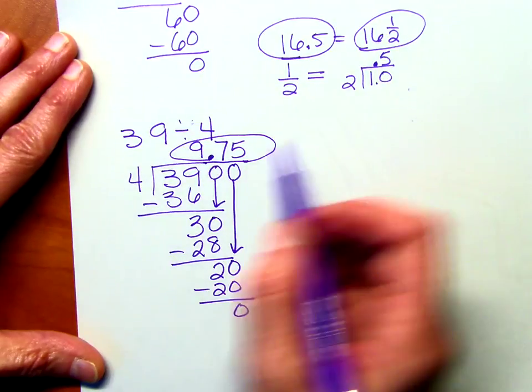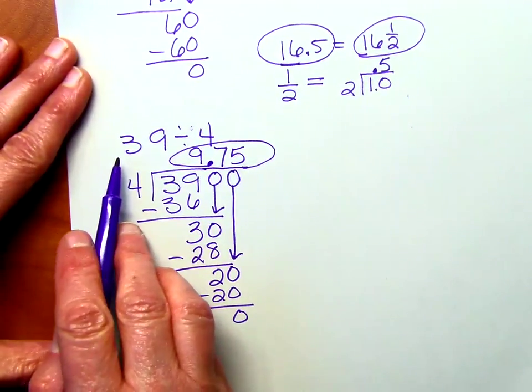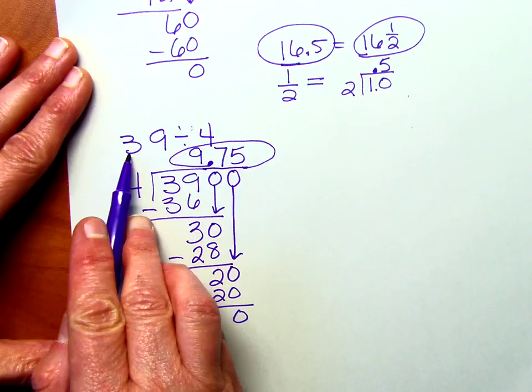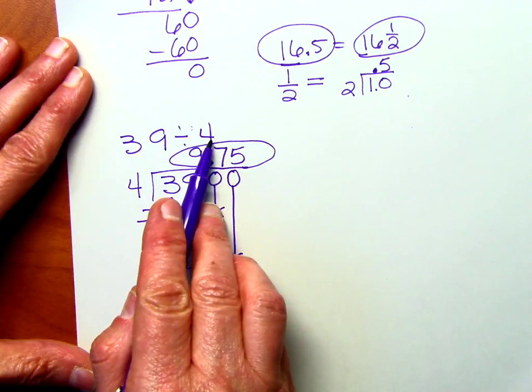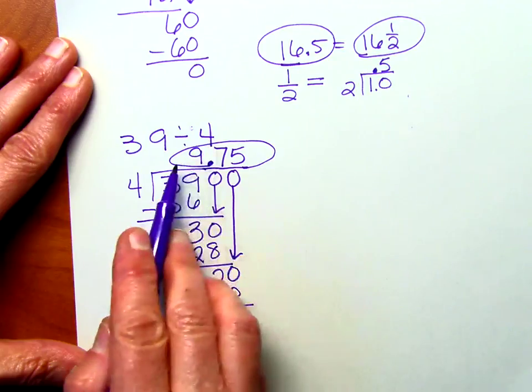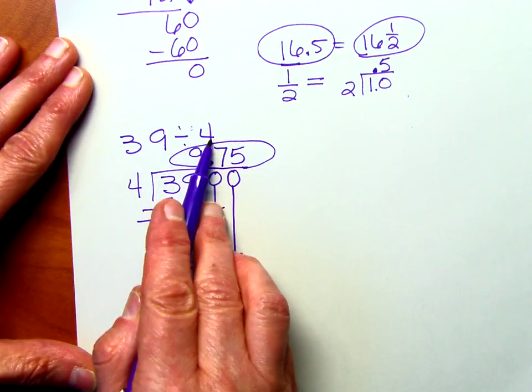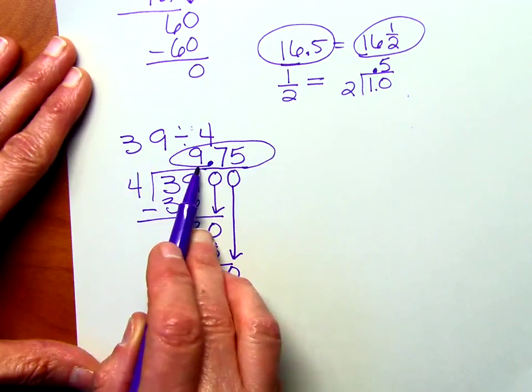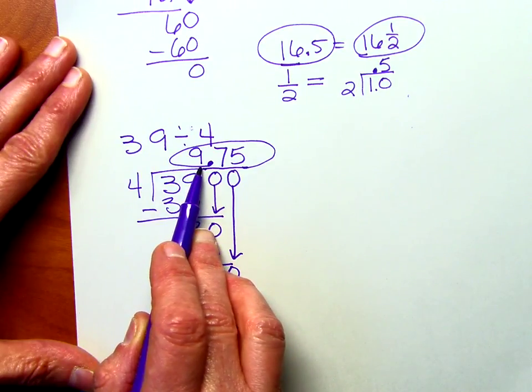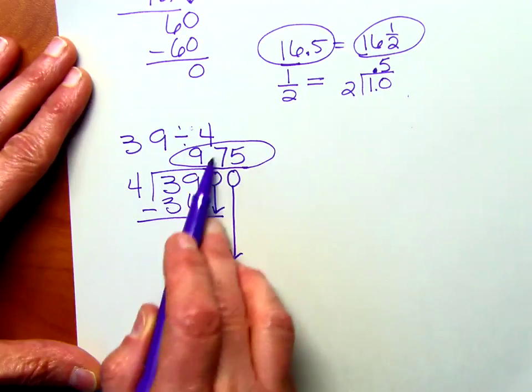And this makes sense. When I do a little estimating, if I were to round this to 40 and I divided it by 4, I would have 10 groups, okay? Or 10 items in 4 groups. And since this is just below 40, my answer is going to be 9, 9 and almost 10.